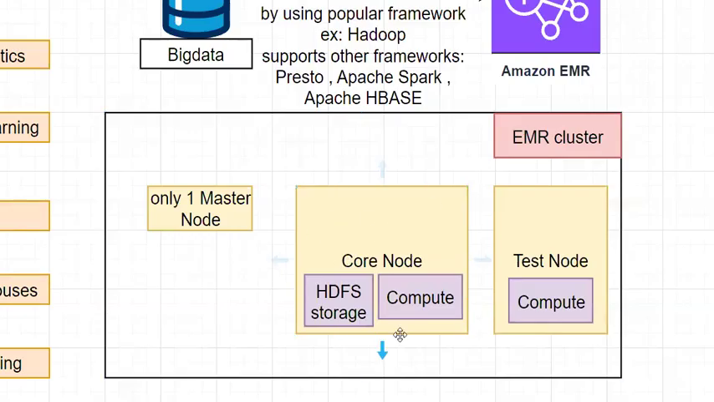So here in this core node, your data, that is HDFS storage, will be stored. Whereas under task nodes, your data won't be stored. These are useful for computing, that is processing purposes only. In the core nodes, you can also use them for compute purposes.